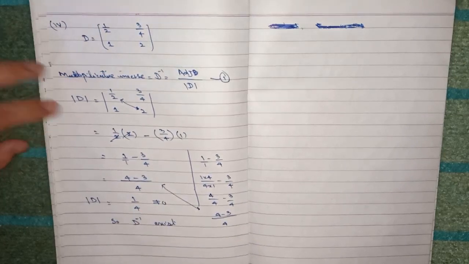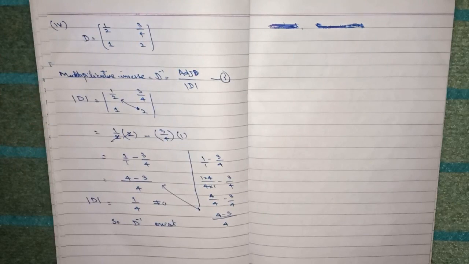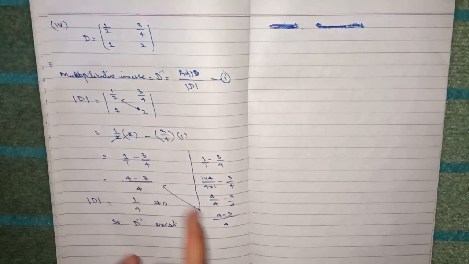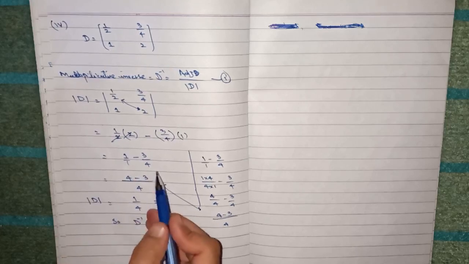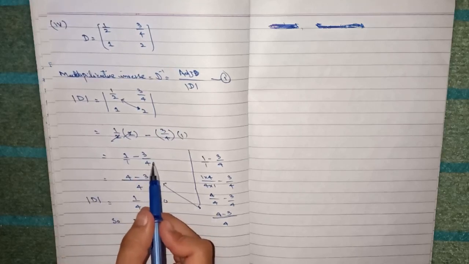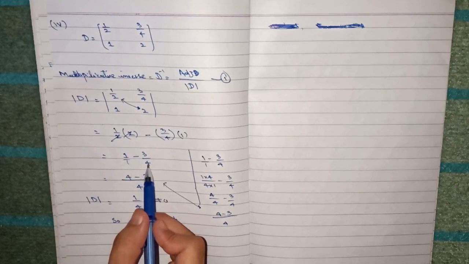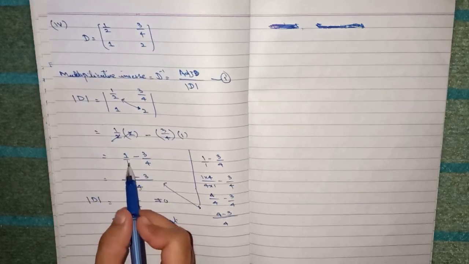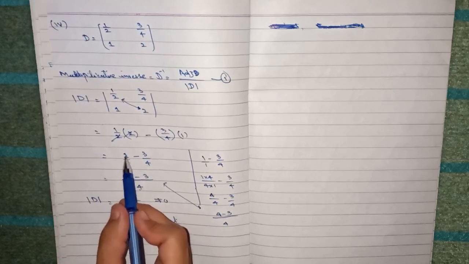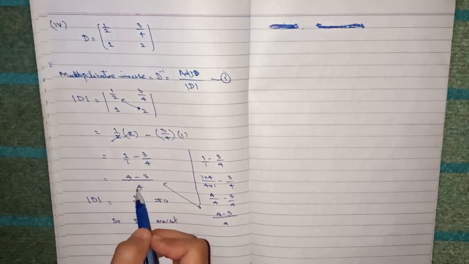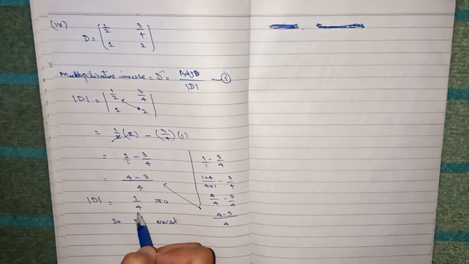It's up to you which method you attempt. I don't know what method of LCM or solving fractions you have done in the previous classes. Here I have done both methods for you. First, that of finding the LCM. 1 multiplied by 4 is 4. 4 divided by 1 is 4, 4 into 1 is 4. 4 divided by 4, answer 1. 1 multiplied by 3 is 3. So 4 minus 3 is 1 by 4.